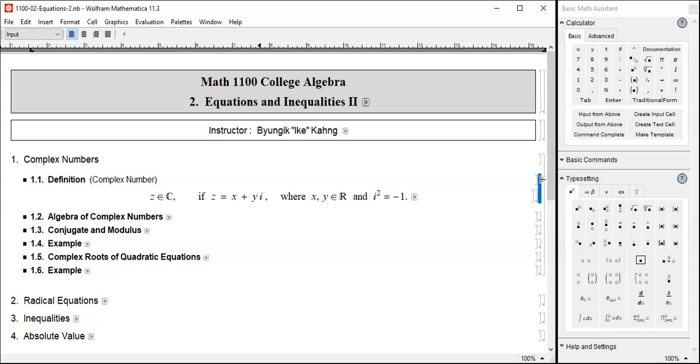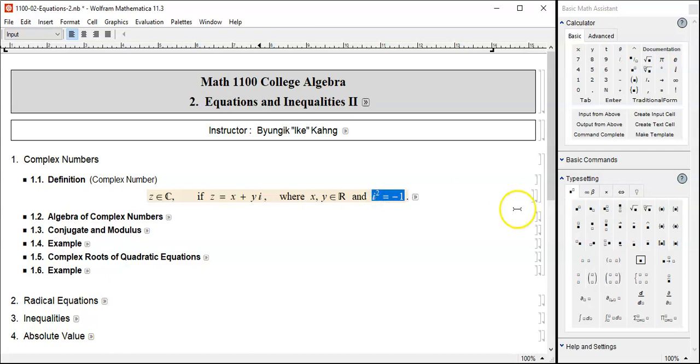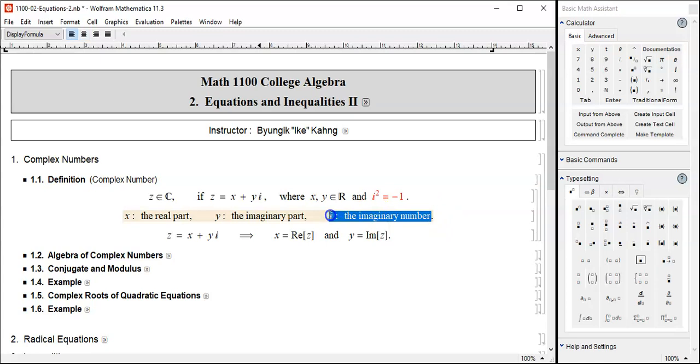Here's the definition. A complex number z is defined as x plus yi, where x and y are real numbers, and i is a mysterious number with this property: i squared is equal to -1. Now there's no such real number with this kind of property. If i had been a positive real, then i squared would have been positive. If i had been a negative real, then i squared would have been still positive. So this is impossible for any real number. That's why it is called the imaginary number.